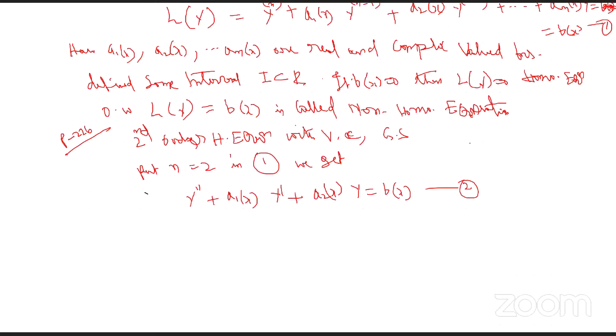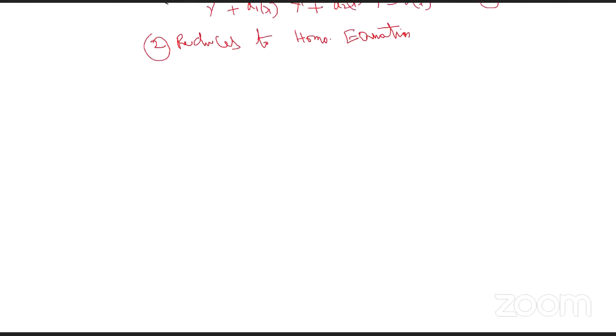Here a1(x), a2(x), and b(x) are continuous functions on a closed interval I. Then if b(x) equals 0, equation 2 reduces to the homogeneous equation y double dash plus a1(x) y dash plus a2(x) y equals 0. Equation number 3.